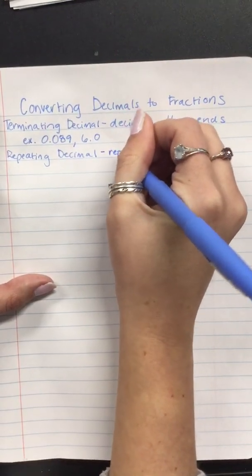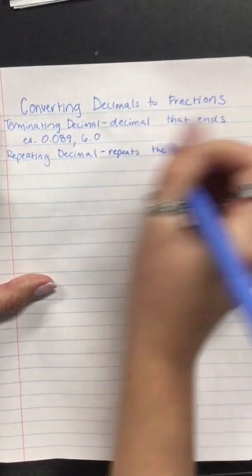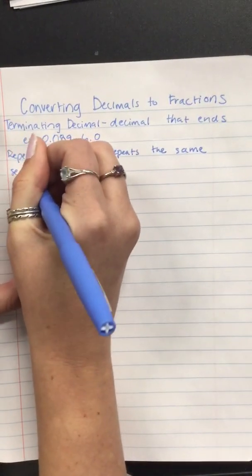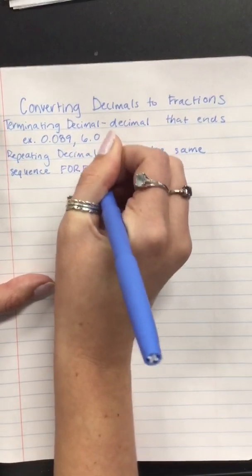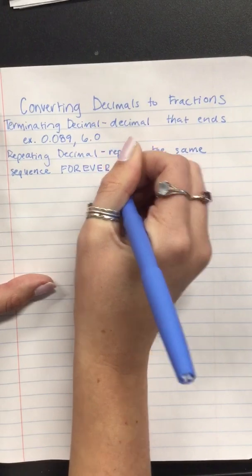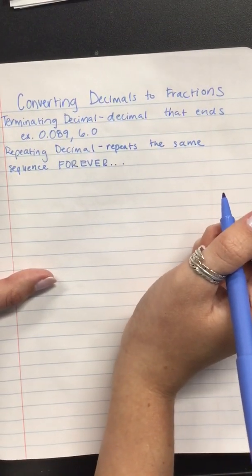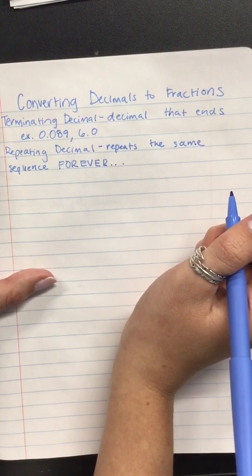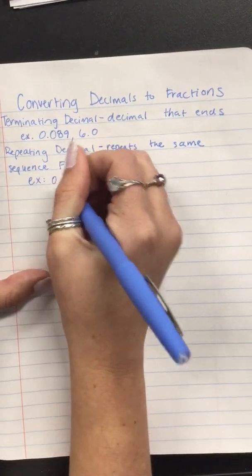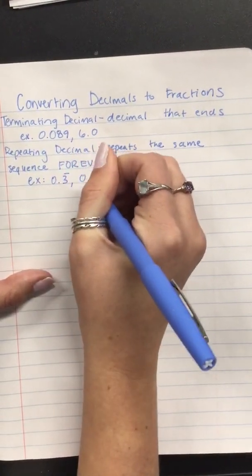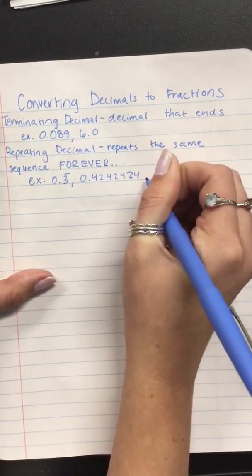This repeats the same sequence forever. So this means that a repeating decimal does go on forever, but it is still a rational number because it's repeating the same pattern. An example of this are examples like this. We see the same numbers over and over again going on forever.